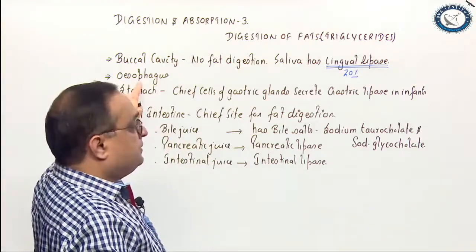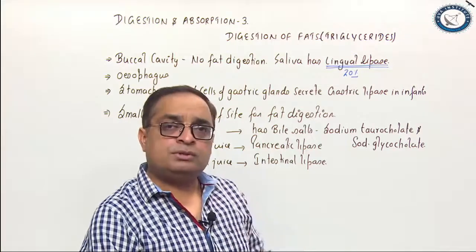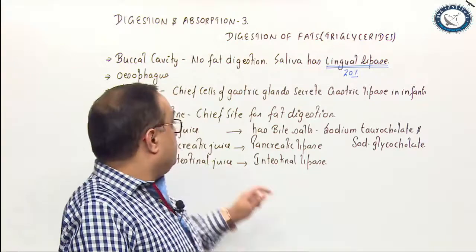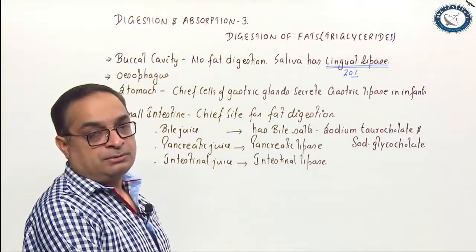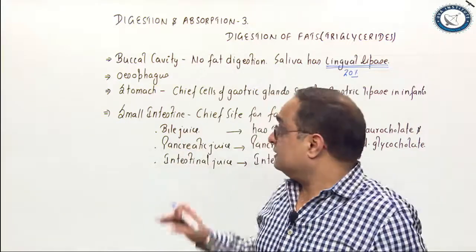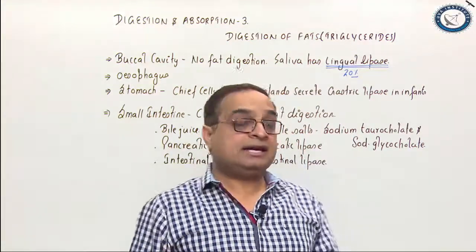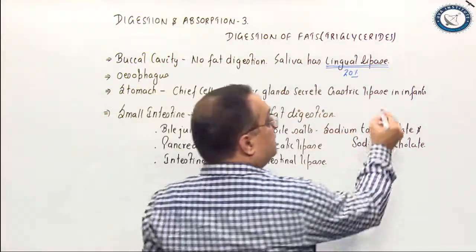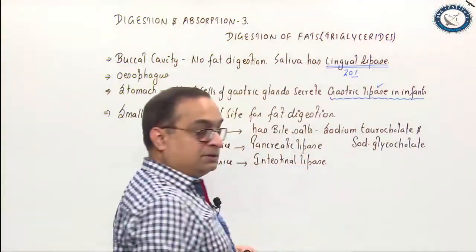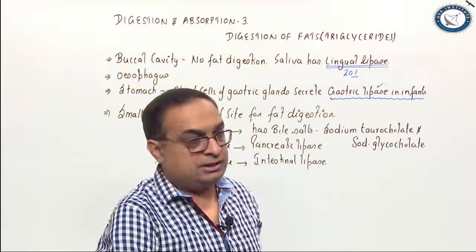Next, the esophagus. As you know, the esophagus is just a tube for passing food to the stomach. It doesn't secrete any digestive enzyme. From the esophagus, the food enters the stomach. Stomach has gastric glands. The chief cells of the gastric glands secrete an enzyme called gastric lipase in the case of infants. This gastric lipase is active in infants. It digests butter fat. It is a tributyrase.